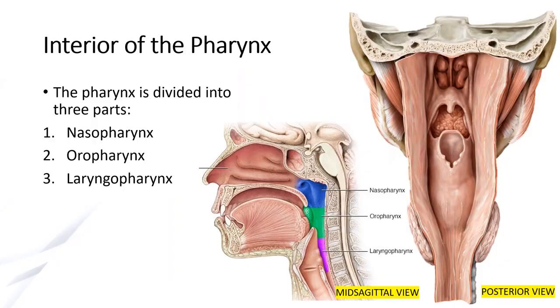Again, the pharynx is divided into three parts: the nasal pharynx, the blue one, the oral pharynx or the oropharynx, the green, and the laryngopharynx. And this is the mid-sagittal view. If we look at the pharynx from posterior, from behind, we can see this is the opening into the nasal cavity, the oral cavity. You can see the tongue base right there. There's the uvula, and this is the inlet of the larynx. Nasopharynx, oropharynx, laryngopharynx.